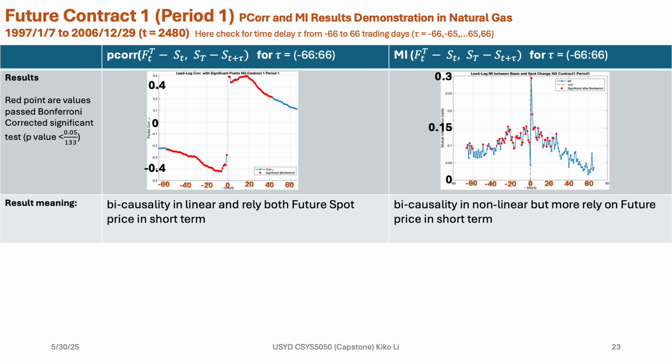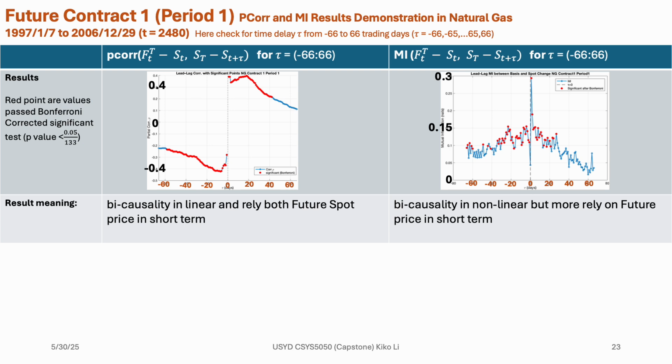For natural gas, we observed bicausality in both Pearson and mutual information results, which is different from what we saw in the Lean Hog data. The results from spot to future are slightly stronger than future to spot.